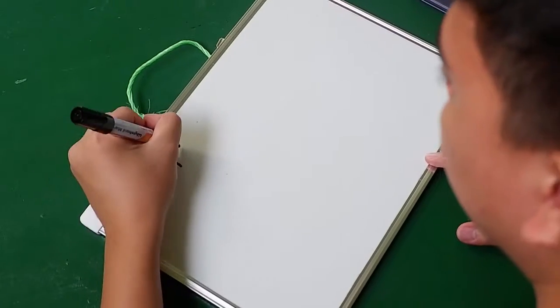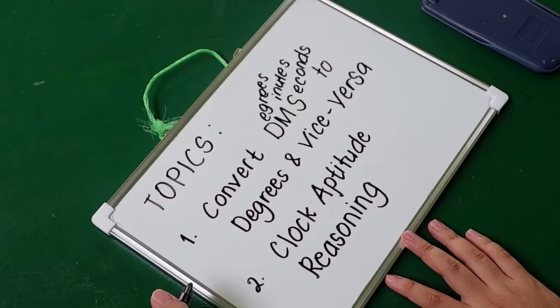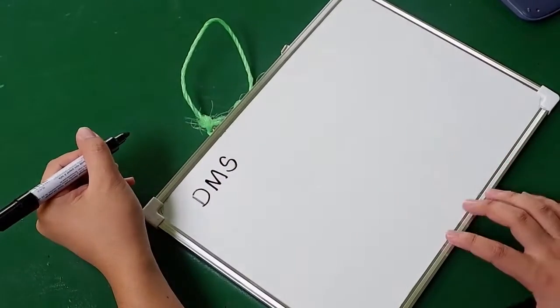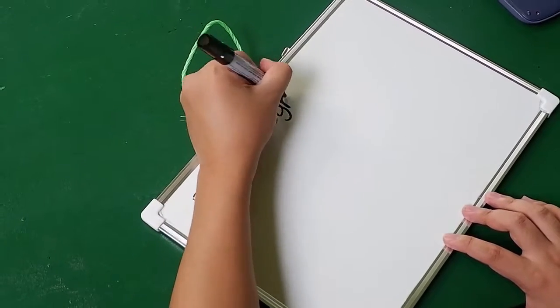For the topics that we'll be discussing, first we're going to discuss how to convert DMS, or degrees, minutes, seconds, to degrees, which is the angle, and vice versa. So from degrees to DMS. And the second one is we're going to be learning clock aptitude reasoning, which involves solving worded problems. So our first lesson is that we're going to convert degrees, minutes, seconds, or DMS, to degrees.